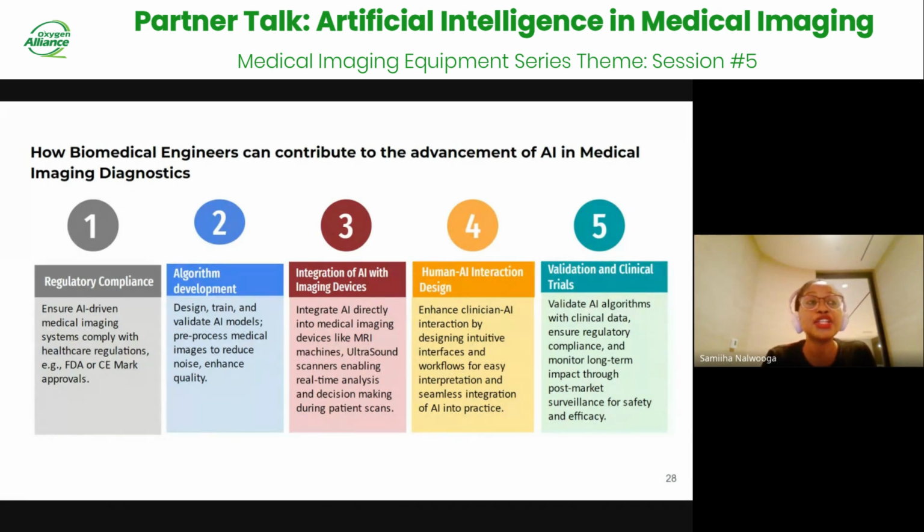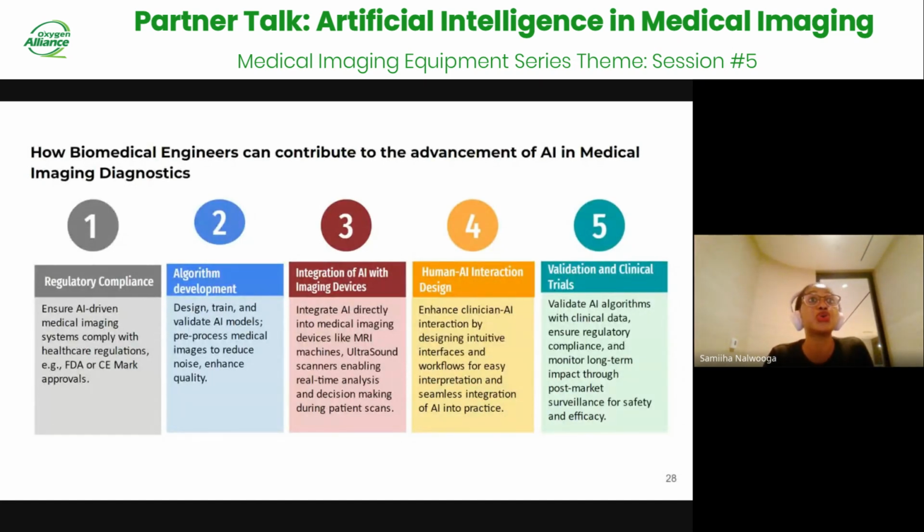So there needs to come a time whereby the biomedical engineers in the healthcare field have to come and sit at the table with these computer scientists or engineers who are developing these algorithms, to ensure that the algorithms they develop and then integrate into these systems actually comply with the healthcare regulations such as FDA or CE mark approvals. You, the biomedical engineers, know the importance of that, but these computer scientists don't know.